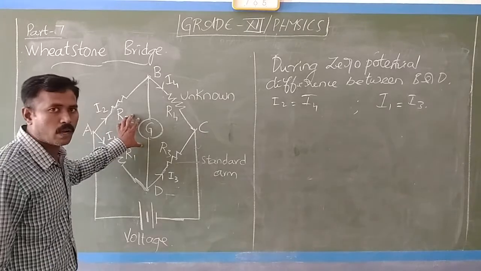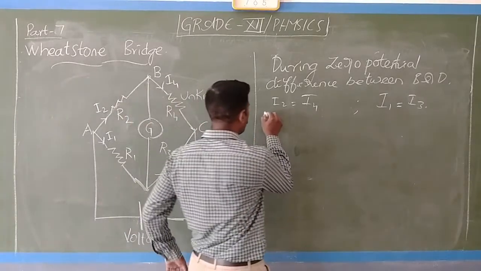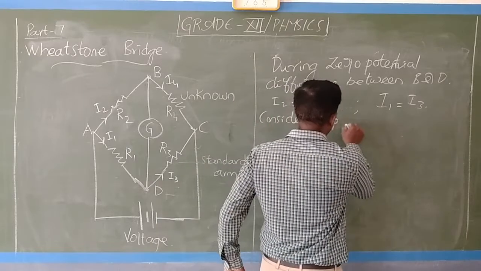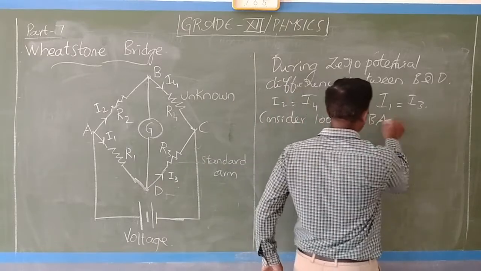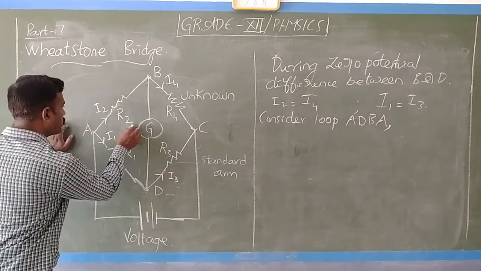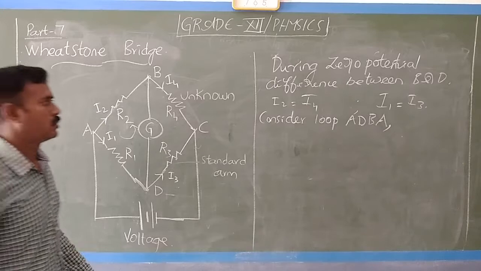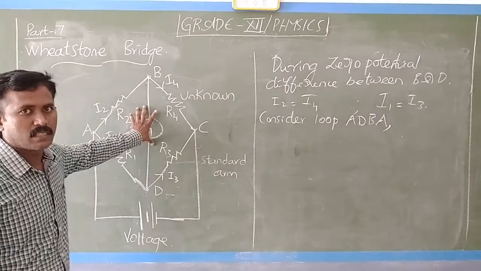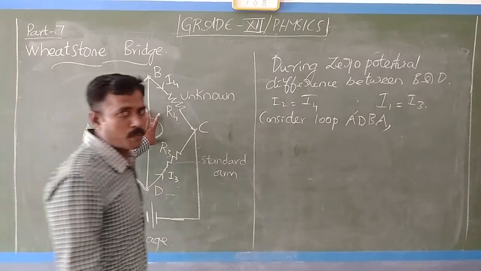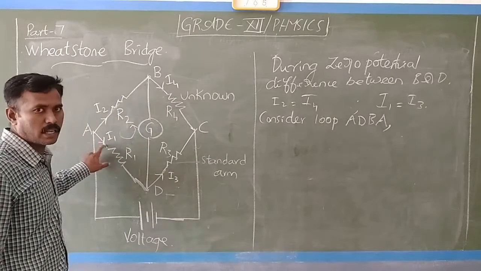So here you have two loops. So you consider the loop A, D, B, A. Alright, consider it like this: A, D, B, A. Now it is balanced. When it is balanced, what happens here? No current flows. There is no drop here. So first A to D: R1 is there, current I1 is flowing.